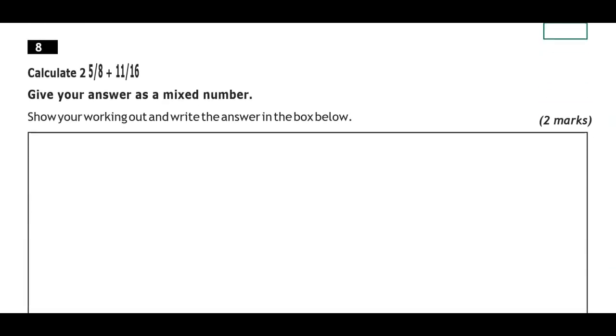Now we've got to calculate 2 and 5/8 add 11/16. Give your answer as a mixed number. So a mixed number means that we'd have the whole number in front and then the fraction. So we've got 2 already from this. Now we're going to add 5/8 and 11/16.